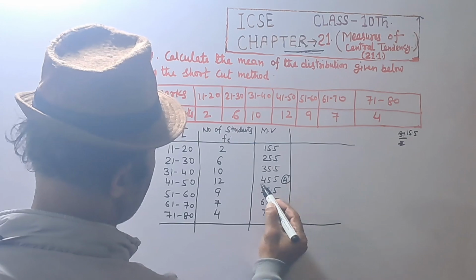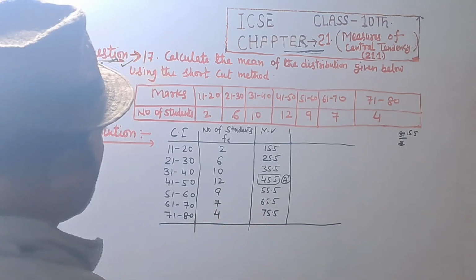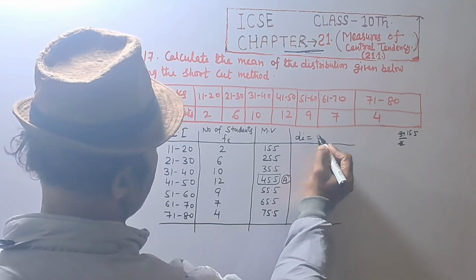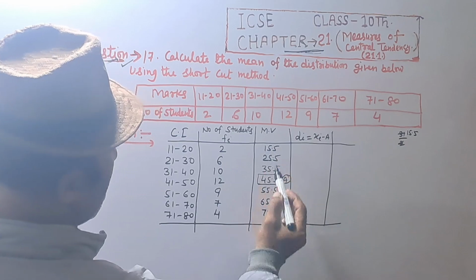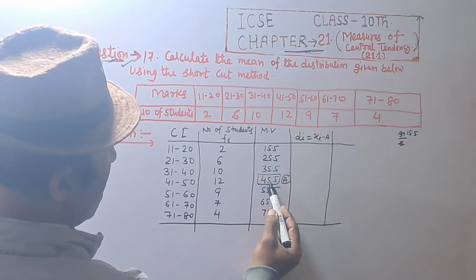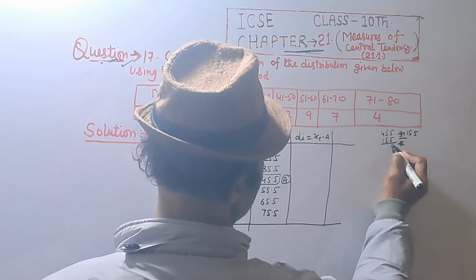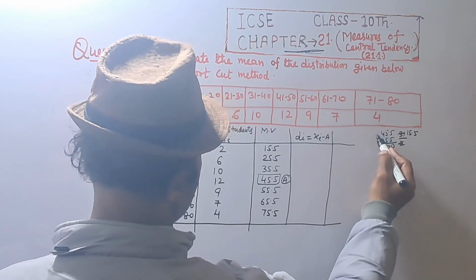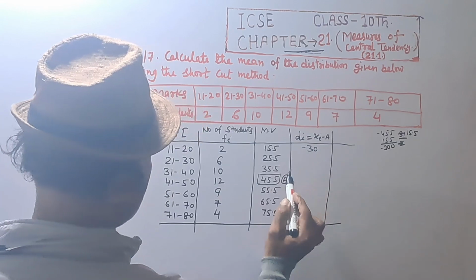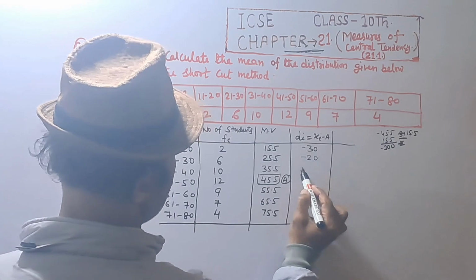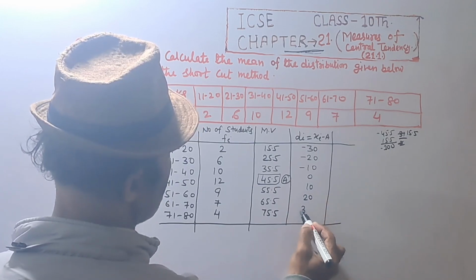Let A equal to 45.5. di equal to xi minus A. 15.5 minus 45.5, that is equal to minus 30. Then minus 20, minus 10, 0, 10, 20, 30.